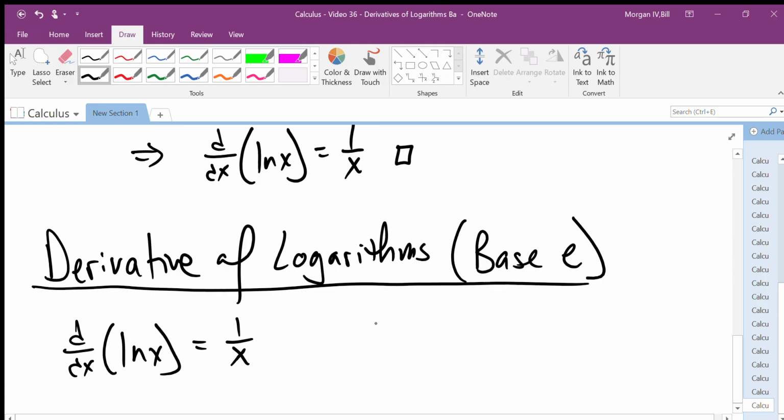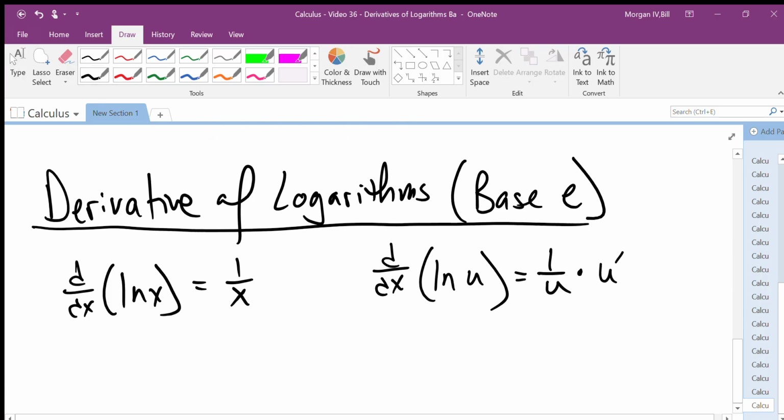However, if that function is not just x, what if you have the derivative of the natural log of u? Right, it's not just an x there, but it's a 2x squared minus 5x, or a sine x, or a tangent of x, right? That u is some function of x. Then your answer is not just 1 over x, but 1 over whatever that function is, u. And the chain rule says we then have to multiply that by u prime.